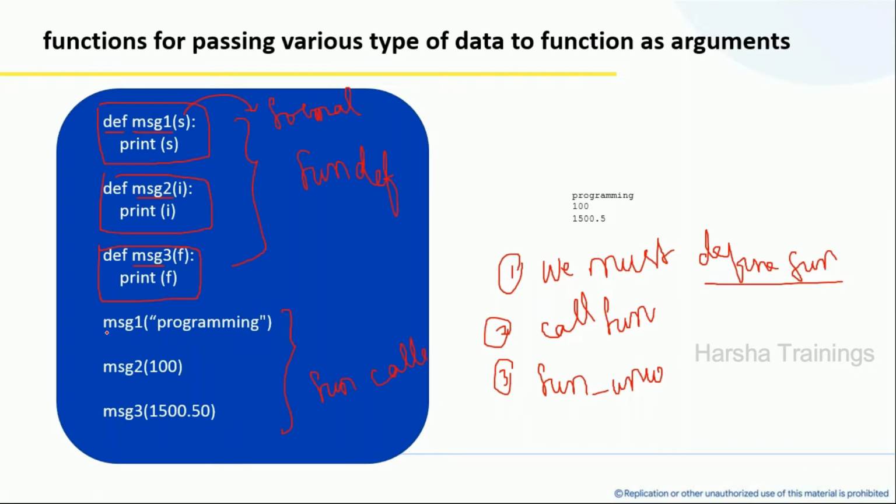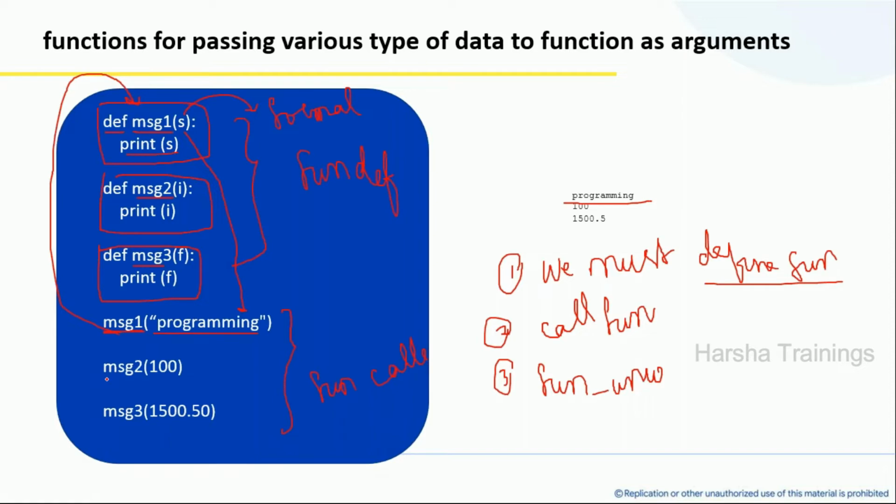Whenever we call message1, first it will check whether I have a function named message1. Then it will go here and execute this function definition. I'm passing a string here, programming. We will consider the value as programming. Here I'm printing, so programming is going to be printed here.